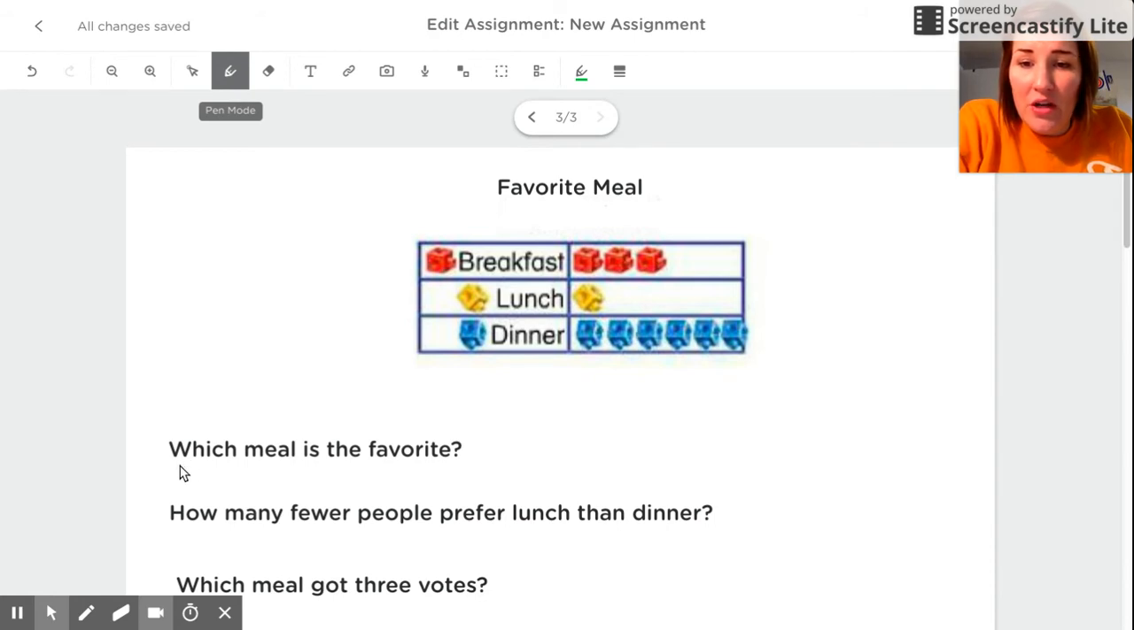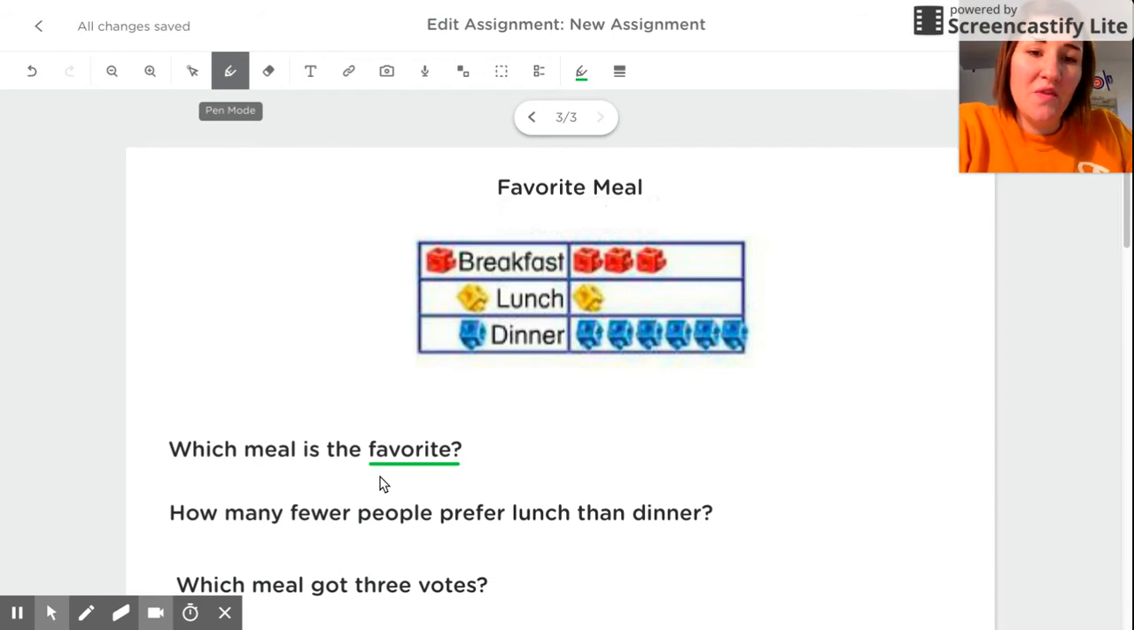So the first question here says, which meal is the favorite? Anytime we're looking at a favorite something, we need to think about, well, if it's the favorite of all the people that voted, that means it would be the one that got the most votes. In this particular picture graph, they decided to represent the data with pictures of cubes. Each cube represents one vote for that meal. So red is for breakfast, yellow is for lunch, and blue is for dinner.